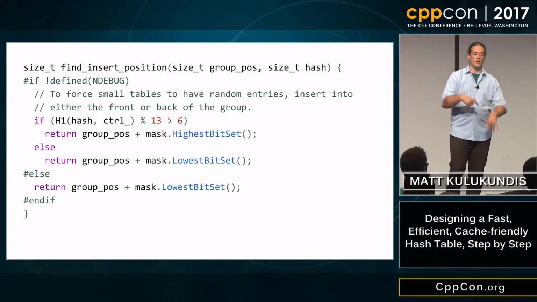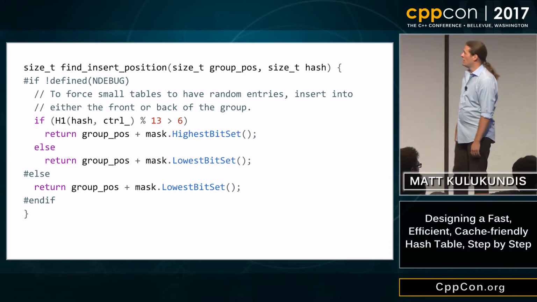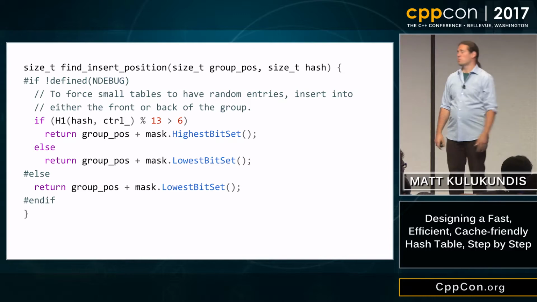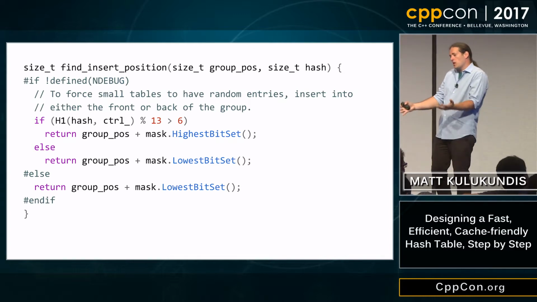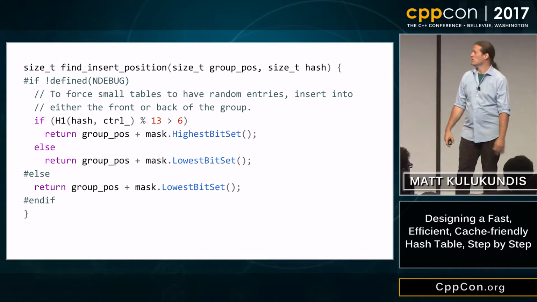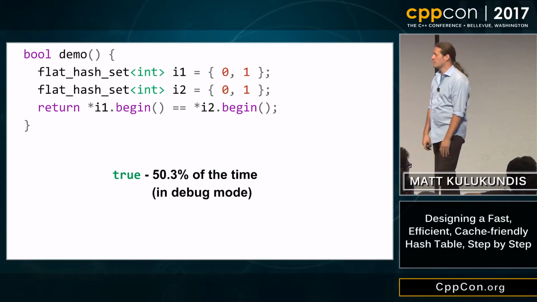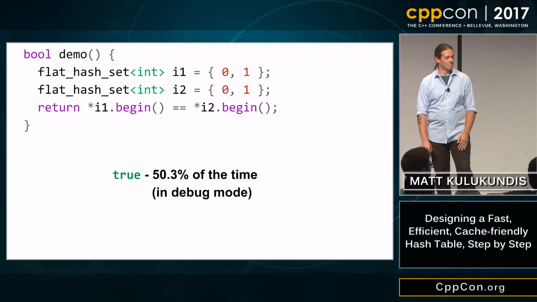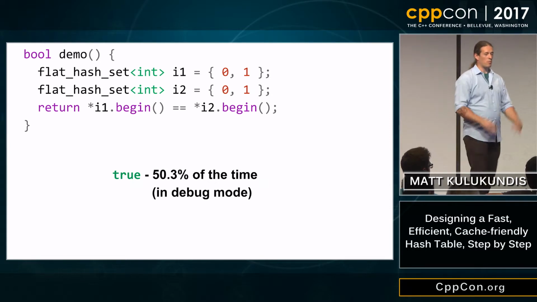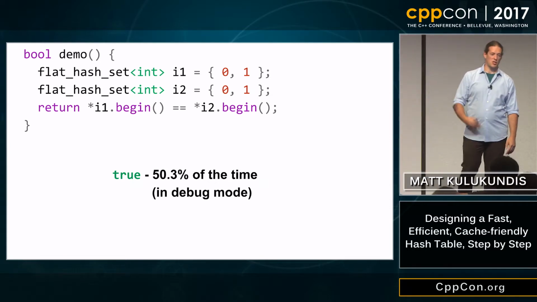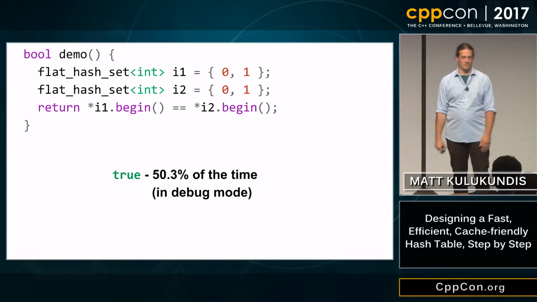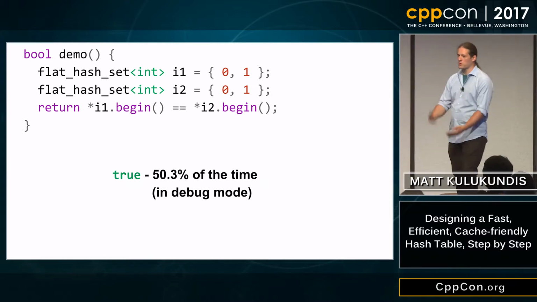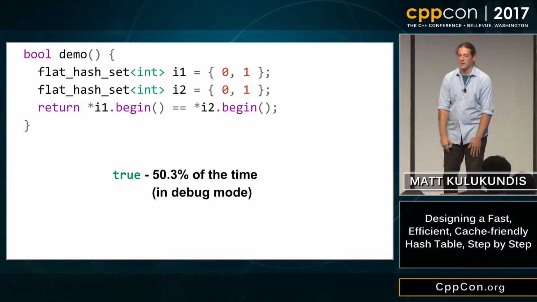And then when we figure out where to insert an element in the group, in debug, mod 13 is greater than 6, it's a kind of cute way to be like, flip a coin for me. I mean, it's almost a coin. So it's true 50.3% of the time. I'm pretty sure somebody is going to start using flat hash set to generate random bits. And then they're going to complain when I change the distribution. They were like, I was relying on that 50.3. Come on.